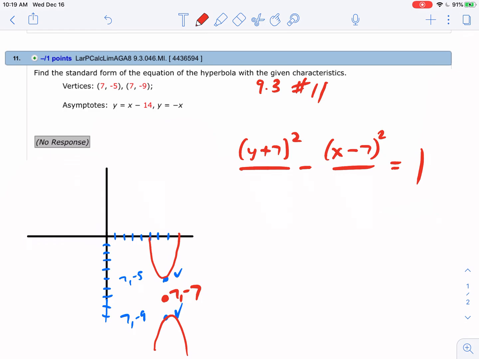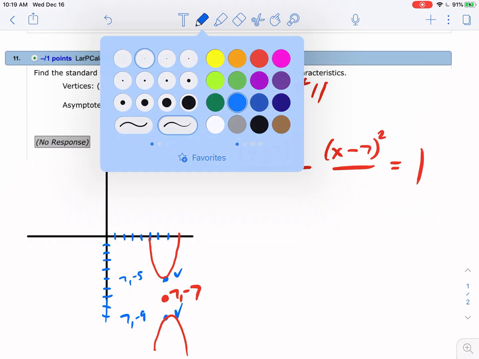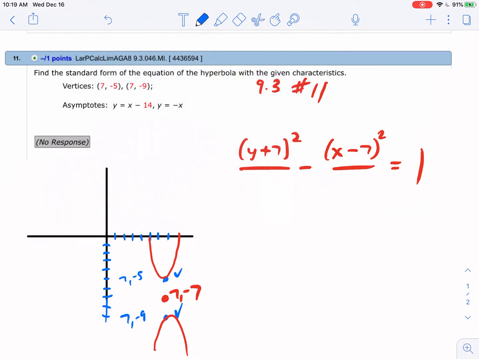And then under, or the space, I should say, let's go here. How far is it from that vertex to the center, or from the center to the vertex? Well, that's a distance of 2. But because that's a vertical distance, that's an up and down, I'm going to square that number, and I'm going to put it under the y value.